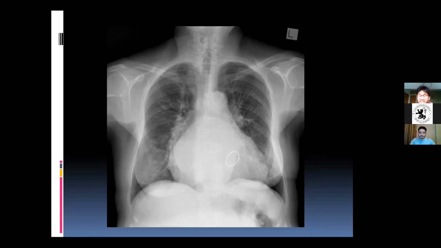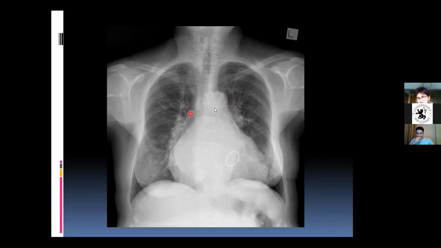Okay, good. Just focus on the airways. So this is essentially what I meant. Yeah, good. There is slight deviation to the right. Yes, there is. But the main thing is we can see this.